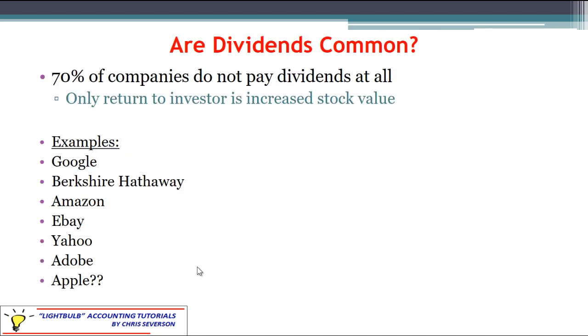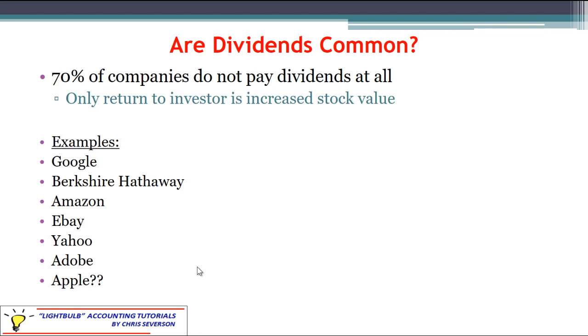Now, you may be shocked. This estimate is just a ballpark, as there are several different percentages and several different studies out there. You may see different percentages, but 70% of companies do not pay dividends at all. This is a very round figure, but what it basically tells you is that a very large percentage of companies don't pay dividends. Instead, the only return to the investor is the increased stock value.